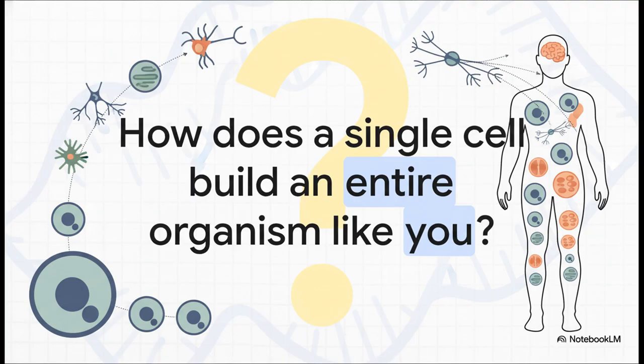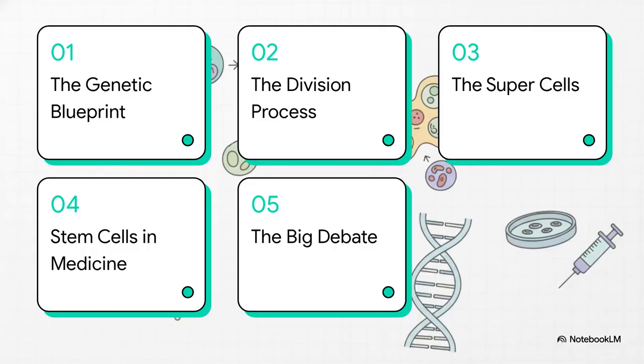I mean, think about it. How on earth do you go from being just one tiny cell to, well, you, with trillions of cells all doing different jobs? The answer is this amazing process, and really getting your head around it is going to be key for your exams. So, here's our game plan.